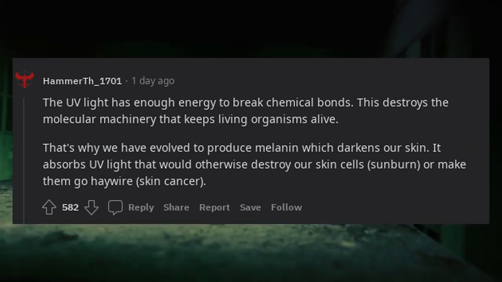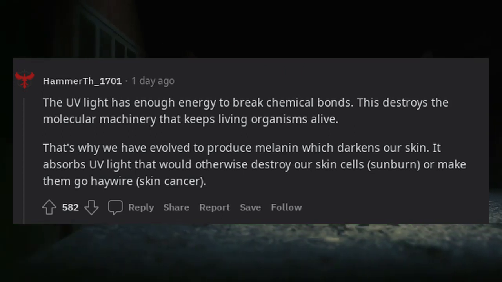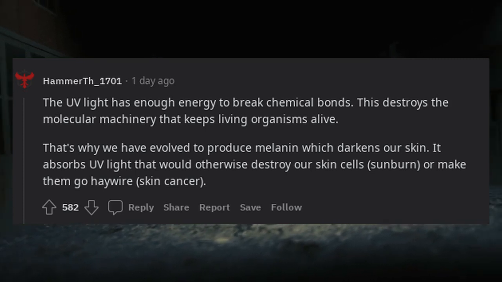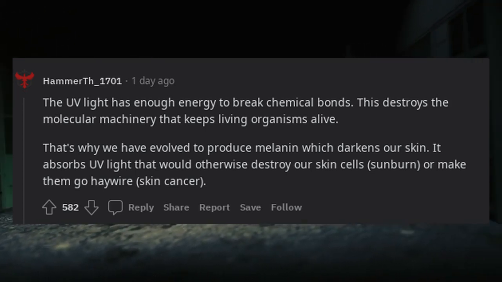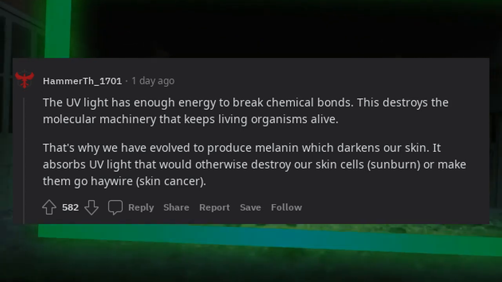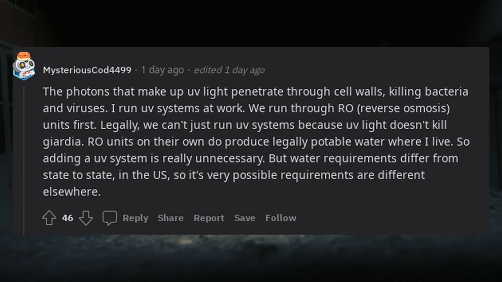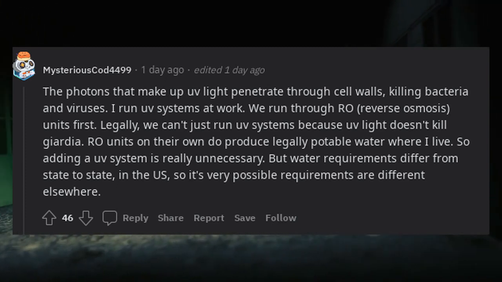That's why we have evolved to produce melanin, which darkens our skin. It absorbs UV light that would otherwise destroy our skin cells, sunburn, or make them go haywire. Skin cancer. The photons that make up UV light penetrate through cell walls, killing bacteria and viruses.